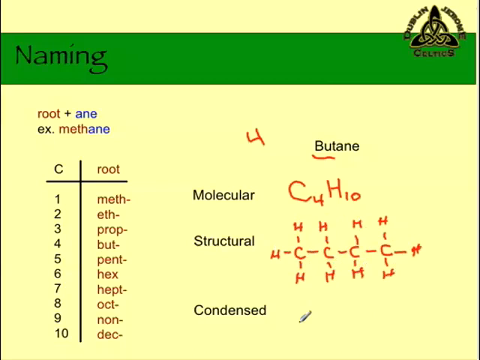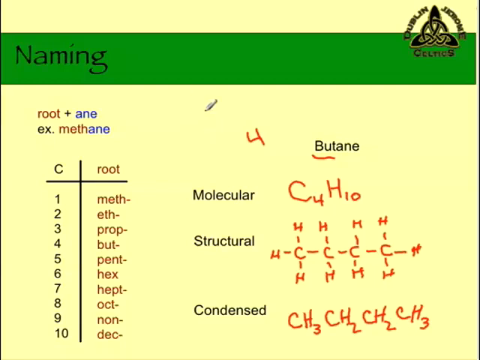Alright, so this is a big deal when we get to our condensed formula, because to draw that, we want to write out how many hydrogens are bonded to each carbon. So the first carbon has 3 hydrogens. The second carbon has 2. So CH3, CH2. The third carbon has 2 hydrogens as well, CH2. And the fourth carbon has, again, 3 hydrogens to it. So this is our condensed formula. Here's our structural and our molecular formula.